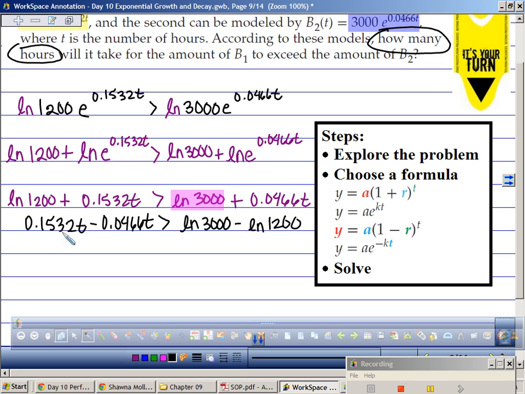Okay, because now, what do we do on this side? How do I solve for t? Well, that would be this side. What would this side be? So we've got t, take out t, and I'm left with 0.1532 minus 0.0466.